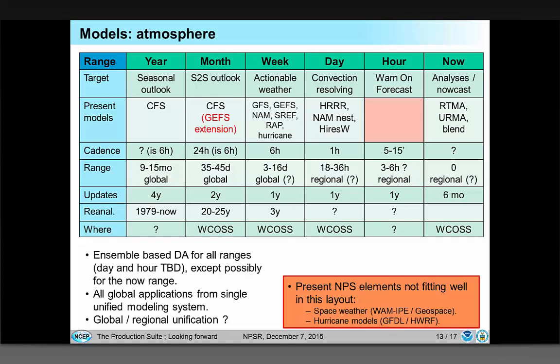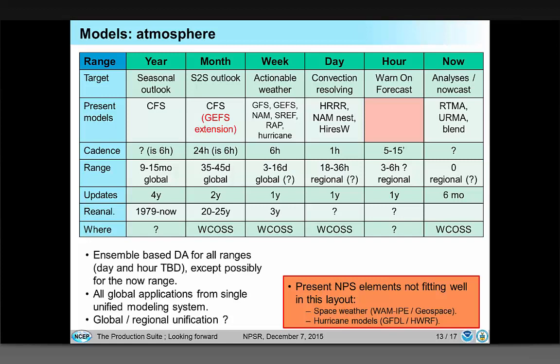Okay, so if you want to fill in your pink block up there on Warn-on-Forecast, I guess from my definition of Warn-on-Forecast, I'm thinking maybe 3 to 12 hours, maybe 3 to 15 hours. And I'm wondering, and you'd be able to tell me if I'm off base here or not, but I'm thinking not only convection for Warn-on-Forecast, I'm thinking snow bands, I'm thinking other phenomena such as that.